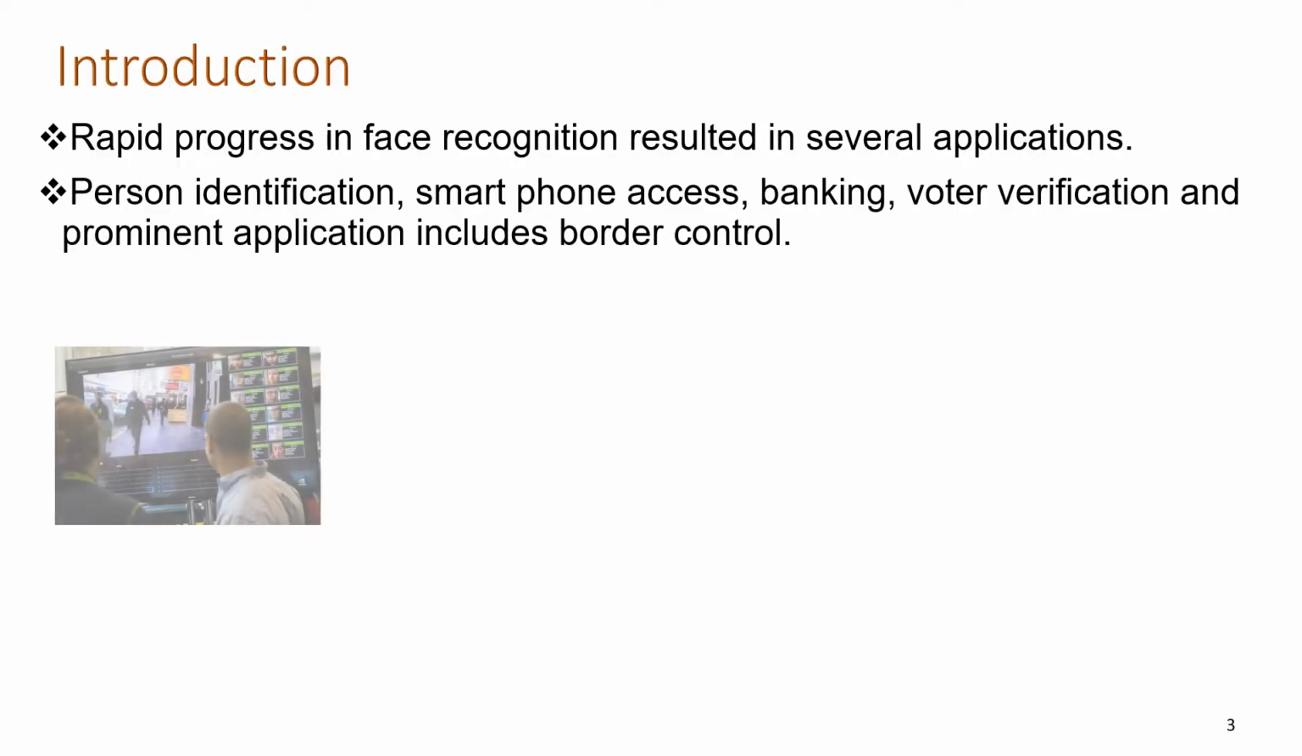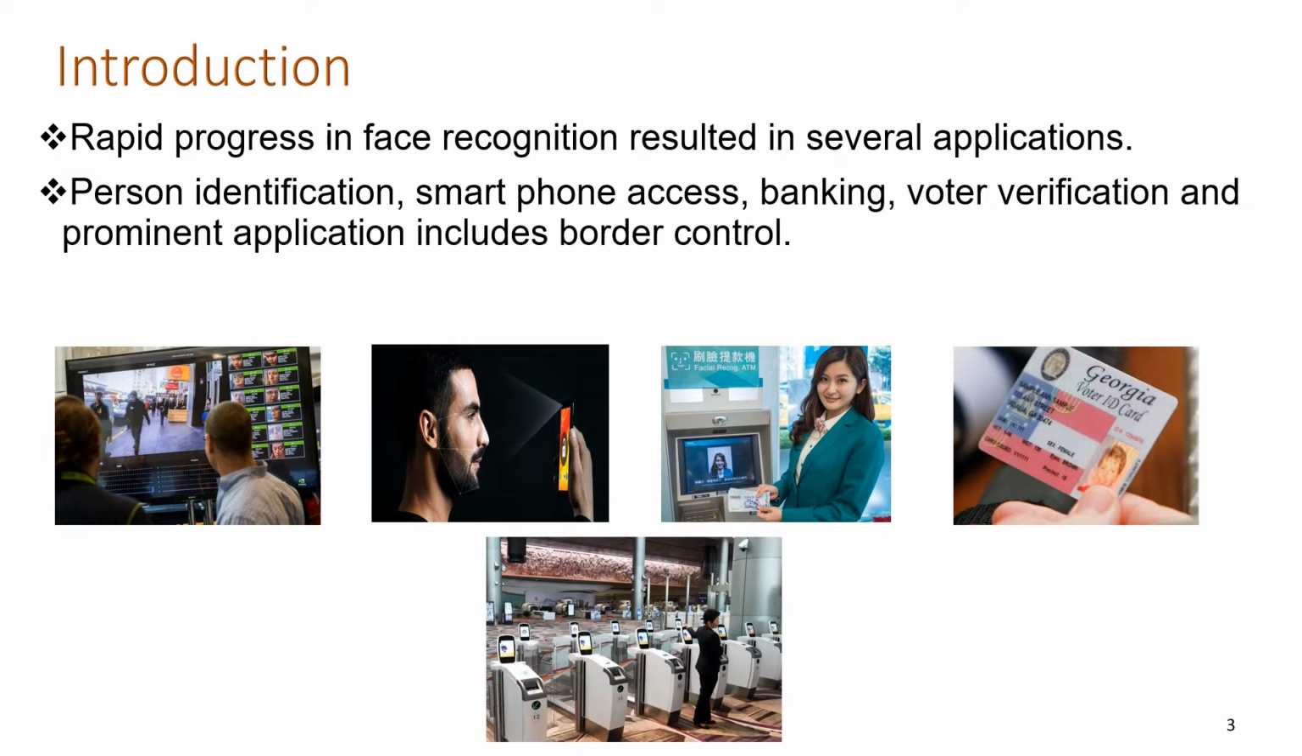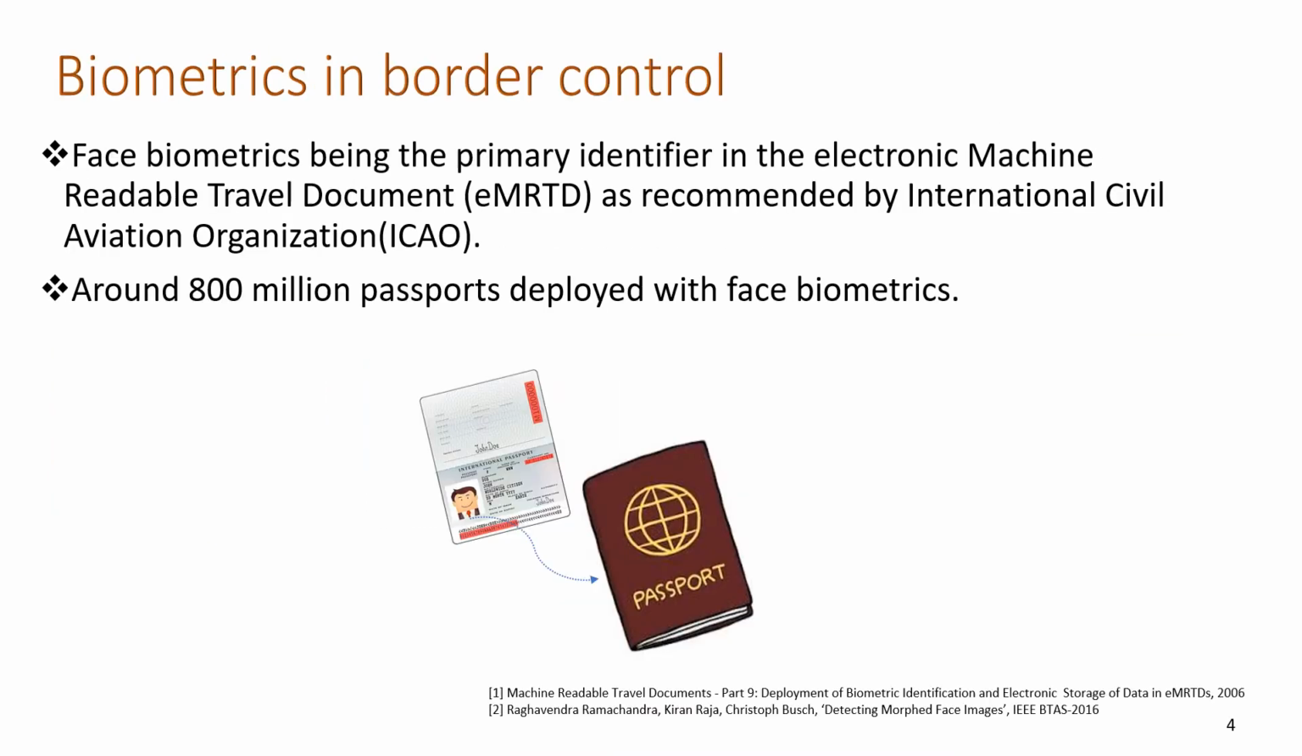As we know, face recognition systems are widely deployed in several types of applications, and today the face recognition system has become an integral part of our everyday life. It is used in trivial applications such as unlocking a smartphone, up to very complex and highly secure applications such as border control systems. When we consider face recognition in border control, there is a recommendation from ICAO to use face biometrics as the primary identifier, especially in e-passports. As a result, there are more than 800 million passports deployed with face biometrics.